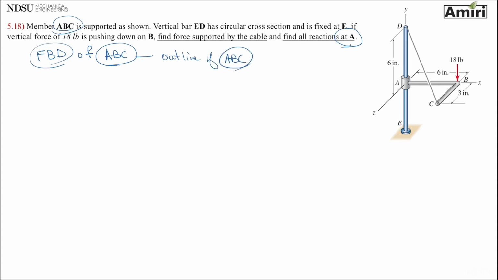See that this part kind of throws a lot of people off, but we don't care because it's irrelevant to our problem, what's happening elsewhere. We only care about ABC. There we go. Member ABC. Then we got to put the active forces on there, which is 18 pounds. And reactive forces, which I have a tension T.